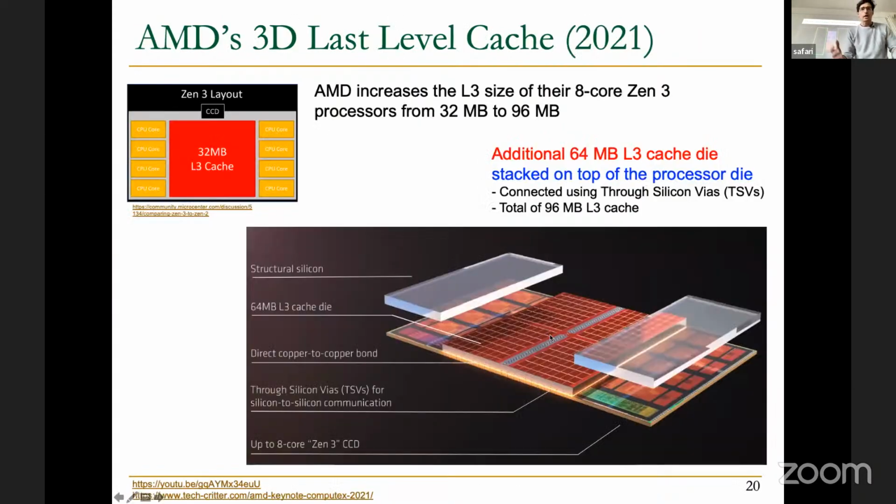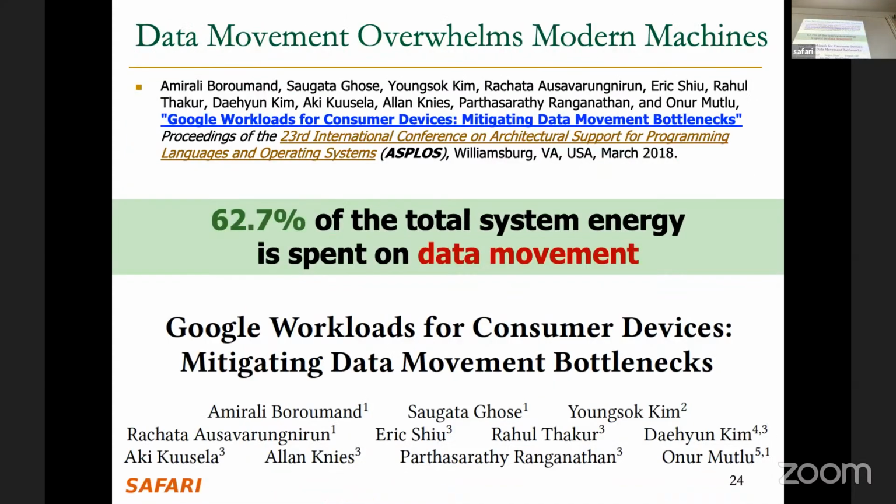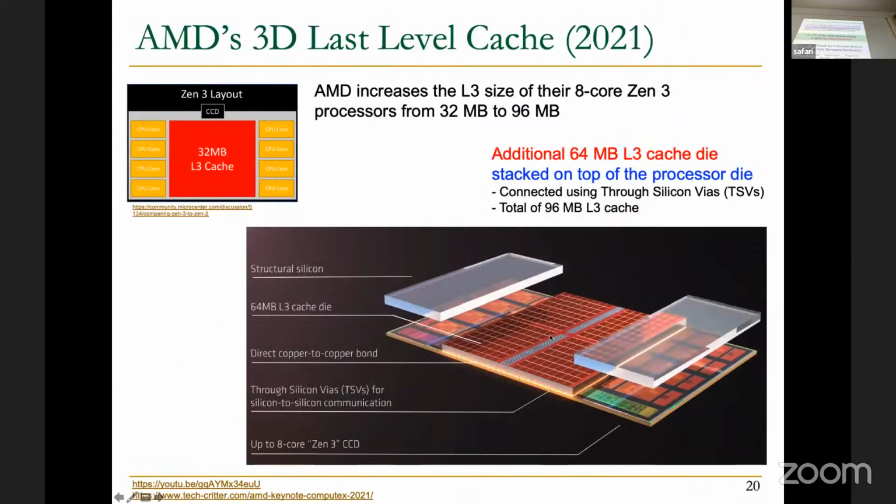So as you see, even though most of the available space in the system is devoted to storing and accessing data, still systems are bottlenecked by the access to data. And this overwhelms modern machines. I mentioned earlier some consumer workloads that you can find in cell phones or in laptops. They are bottlenecked by the access to data. And just for an example, from a relatively recent study from our group, 62.7% of the total system energy is spent on data movement in these consumer workloads from Google.